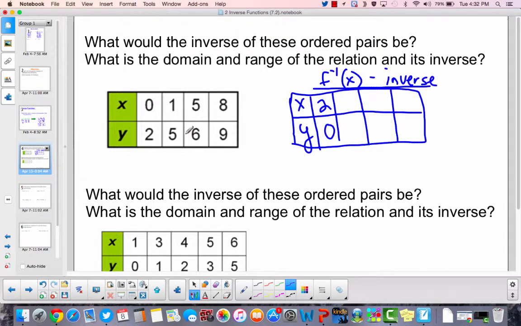Since the x is 1 here and the y is 5, we're going to switch them. X is now 5 and y is now 1. 5 and 6, so we flip-flop. 6 is now the x, 5 is now the y, and the same thing with the 9 and the 8. Okay? What is the domain? Remember that the domain is my x's. What is the range? The range is my y's. Notice the domain of this function and the range of this function are the same, and the same thing here. The range of this one and the domain of that one are the same.